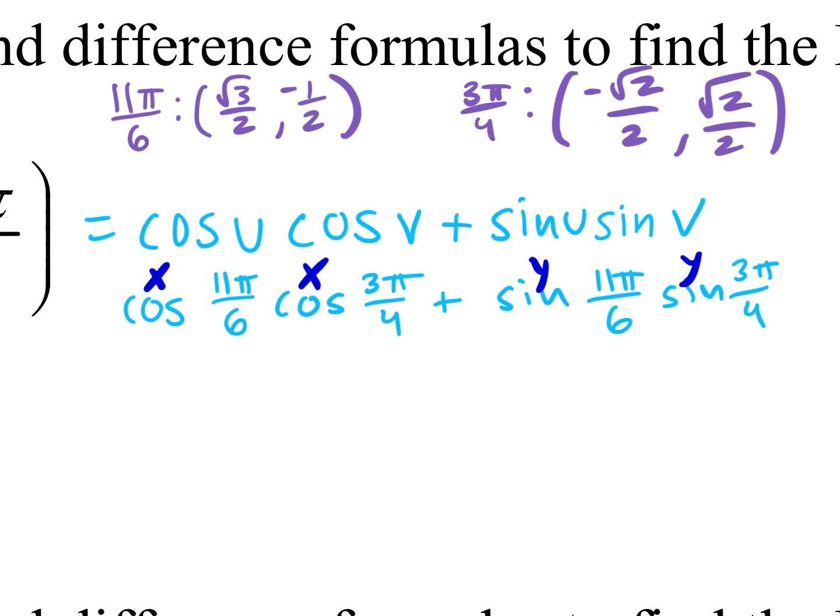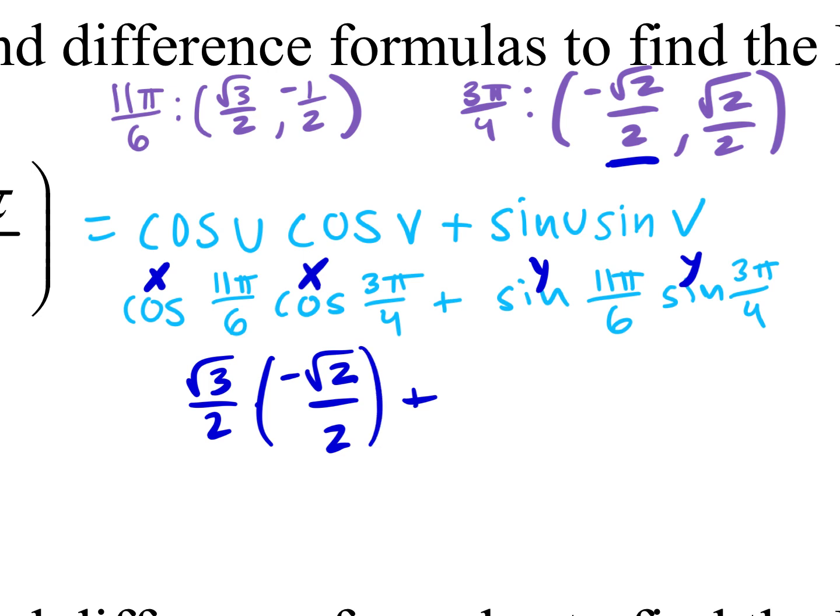So I'm looking at 11 pi over 6, and my x value would be square root 3 over 2. Then I need to look at 3 pi over 4, and my x value would be negative square root 2 over 2. Everybody with me so far? Okay. So then sine of 11 pi over 6, I'm looking at the y value, would be negative 1/2. And then times the sine of 3 pi over 4, which would be the y value here, so square root 2 over 2.